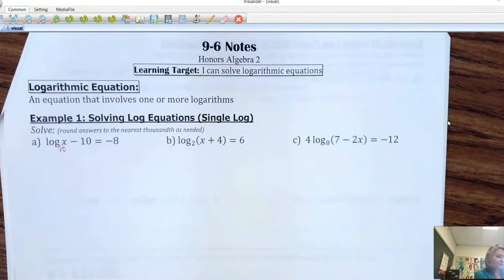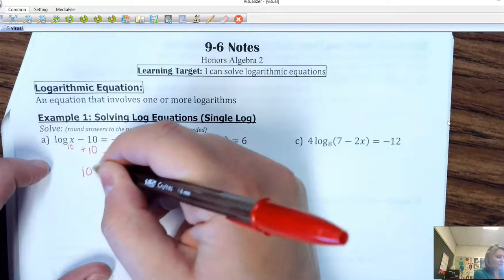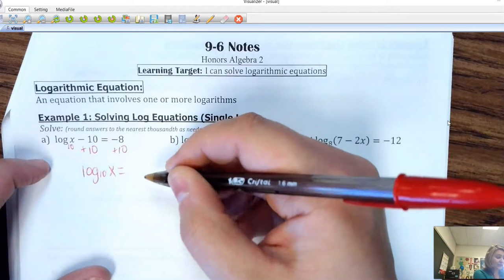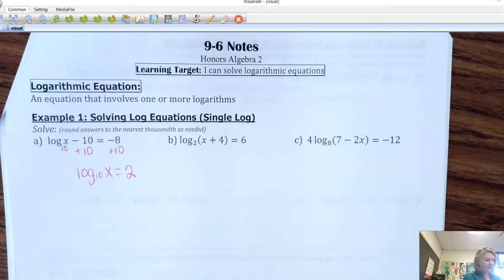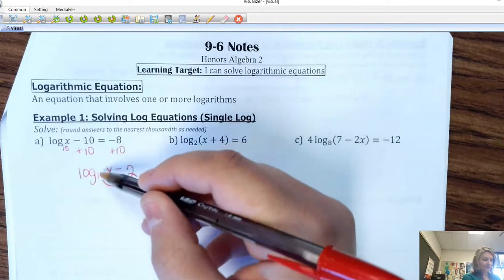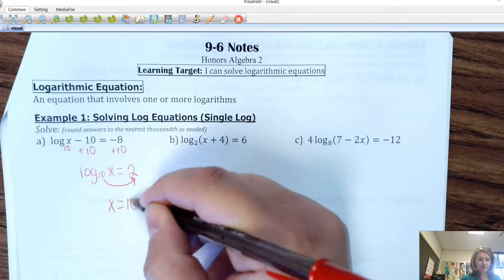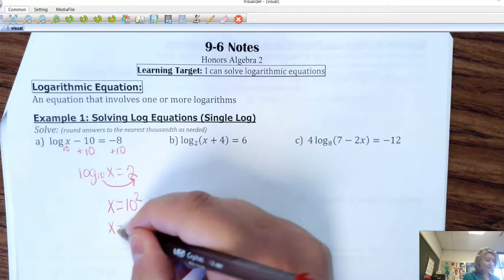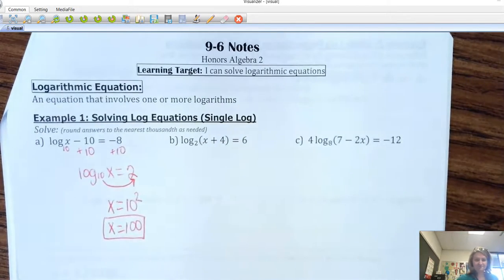So the first thing I would actually do here is add 10. So I have log, and I'm going to just put the base in there, add 10 to negative 8. So we're going to get 2. All right, then get rid of the log by converting this to exponential form. So the base of the log is going to push that 2 up in the air. Base of the log becomes base of your exponent, and so there x is just 10 squared, and then I'm actually going to square 10. That'll give me 100, and that's my answer. That's all I got to do.